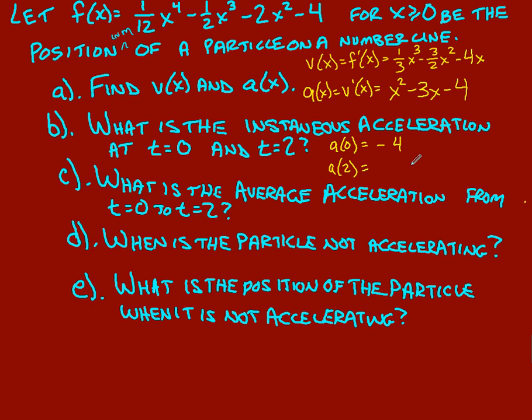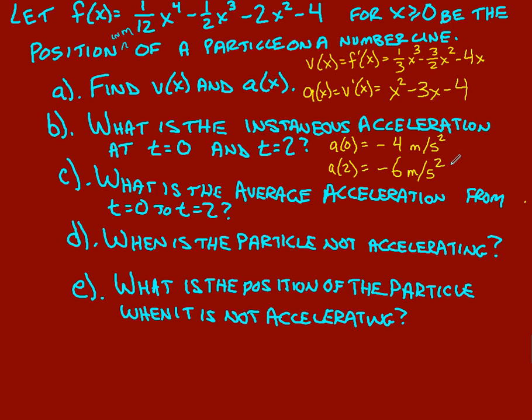My unit, because it's acceleration, we said it's in meters, so it would be like meters per second squared. They might have told you hours, and it'd be meters per hour squared, but meters per second is pretty much the norm. All right, when I plug in 2, 2 squared is 4, minus 3 times 2 is 6, so 4 minus 6 is negative 2. Minus 4 more is negative 6, so negative 6 meters per second squared.